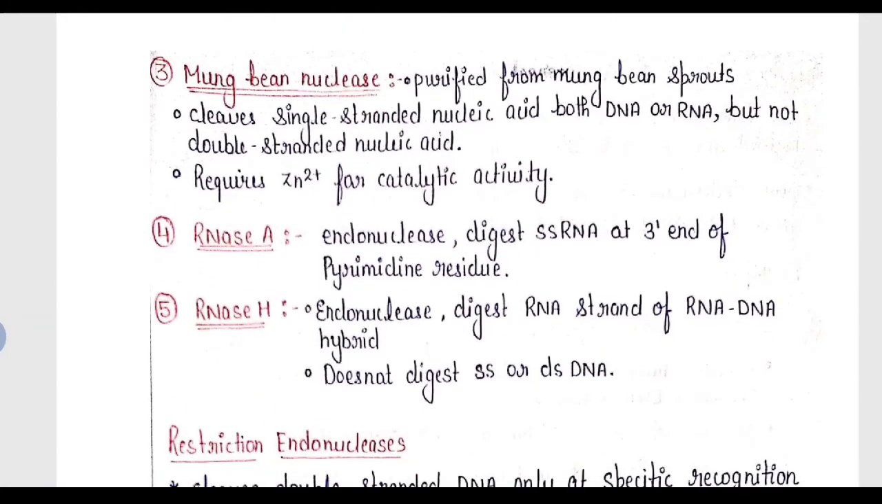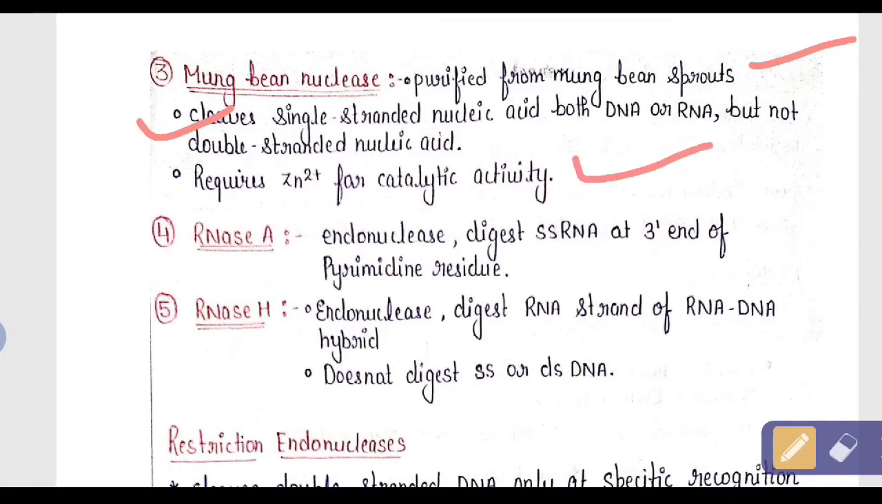Then we have mung bean nucleases. These mung bean nucleases can be purified from mung bean sprouts, and they are involved in the cleavage of single-stranded nucleic acid, both RNA or DNA, but not double-stranded nucleic acid. So it is only going to attack the single-stranded nucleic acid. Moreover, it requires zinc ions for its catalytic activity.